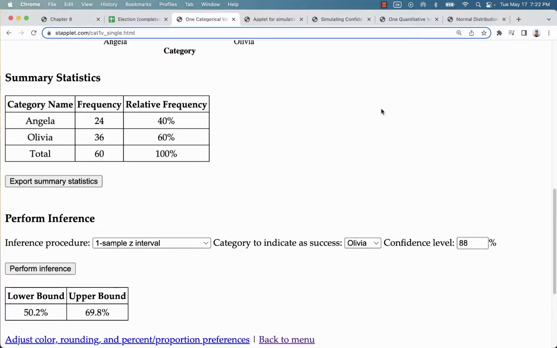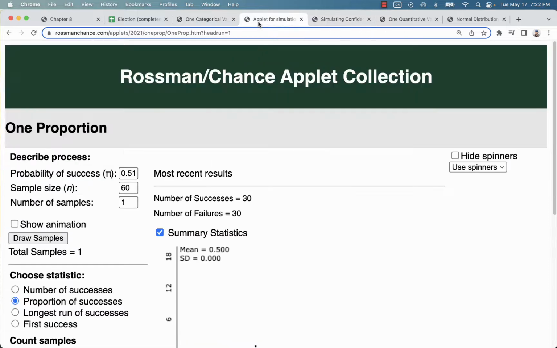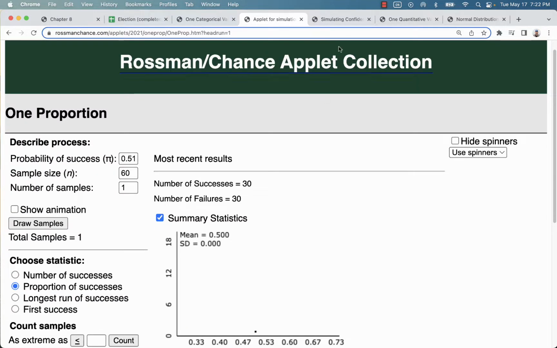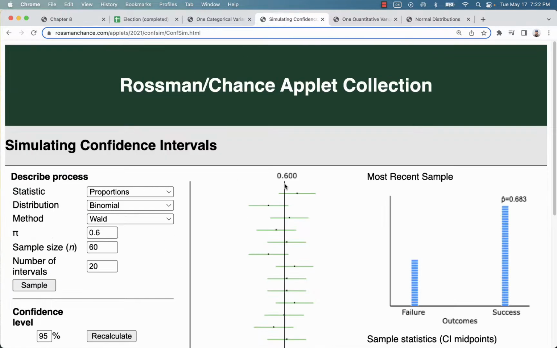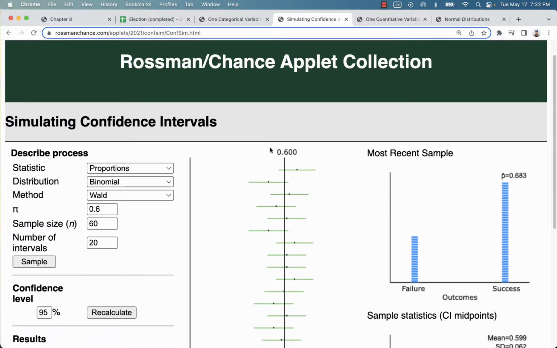There are other situations with the confidence interval for proportion beyond voting. You could talk about percent of on-time flights, things like that. For different industries, there may be different qualitative analyses that we do. The last thing I want to do is take a look at this applet that simulates confidence intervals.